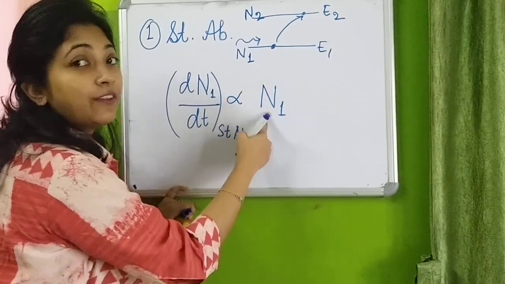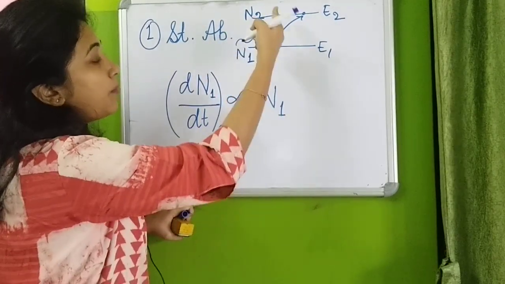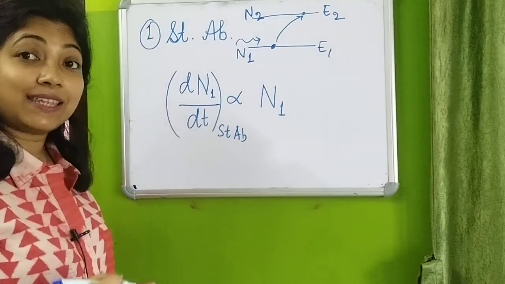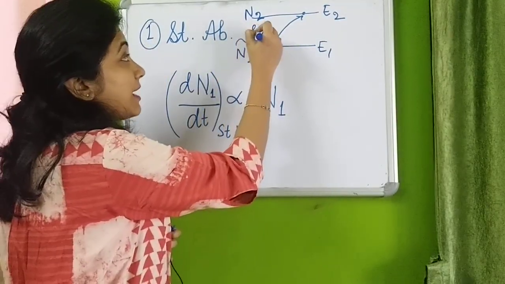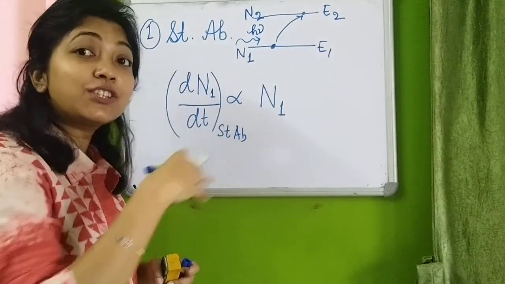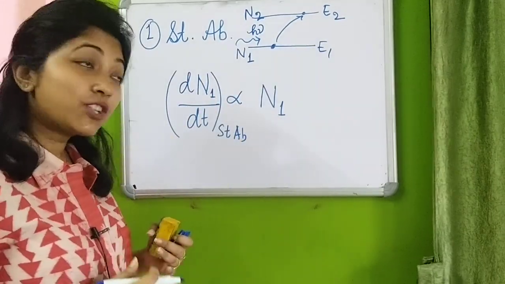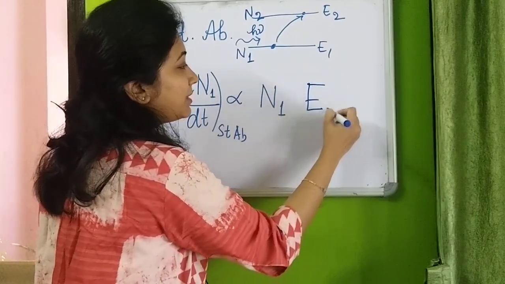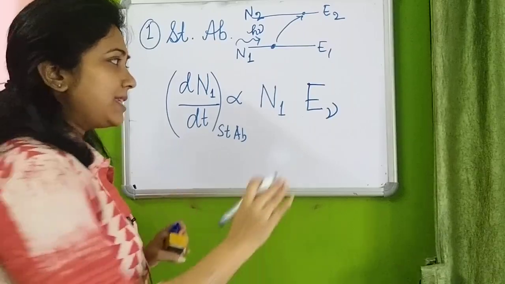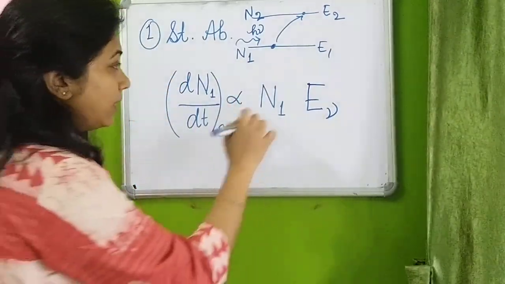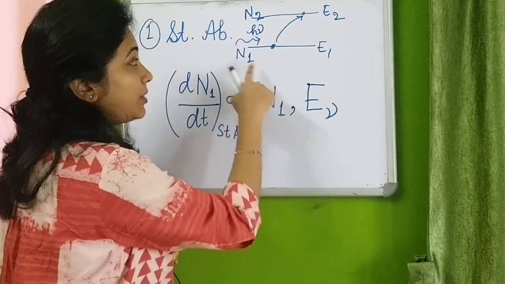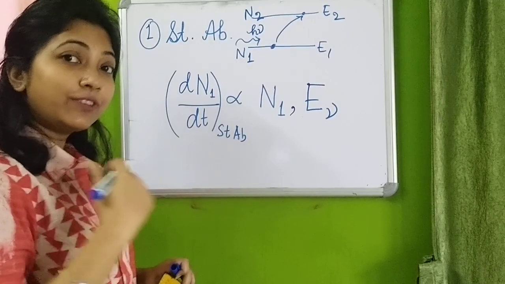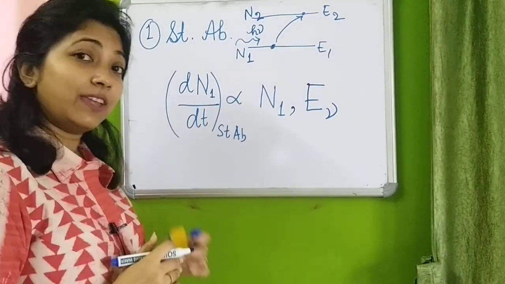Now, as many N1 would be there, the rate also would be more, and it is also proportional to the energy density of this stimulation. As many h nu's we send, as many stimulations of absorption will be occurring. So, it is also proportional to the energy density. Let us call this energy density as E nu. So, this is proportional to N1, the population of E1, and it is also proportional to the energy density of the stimulation process that we are doing.